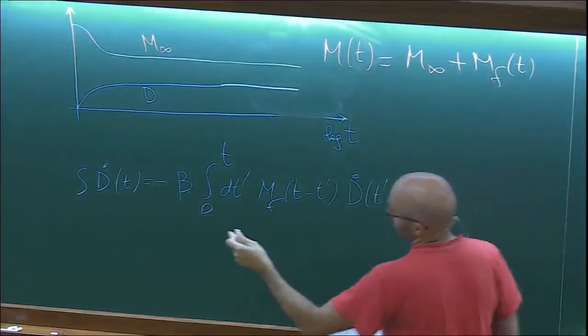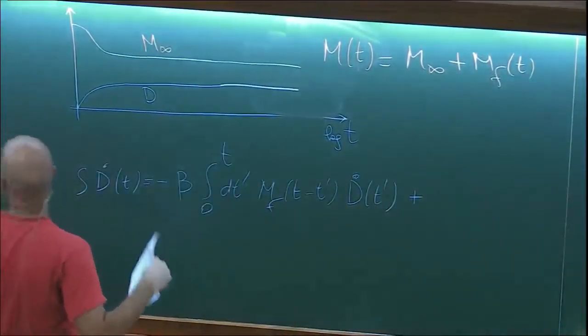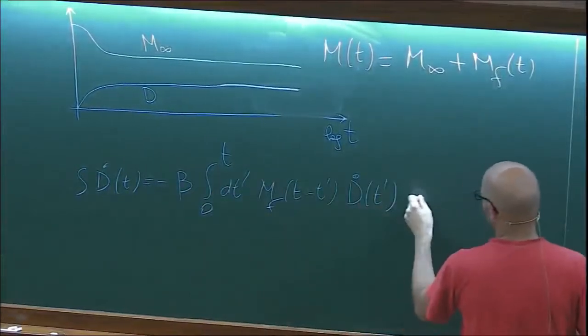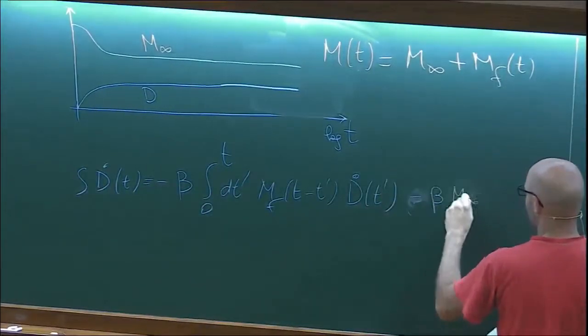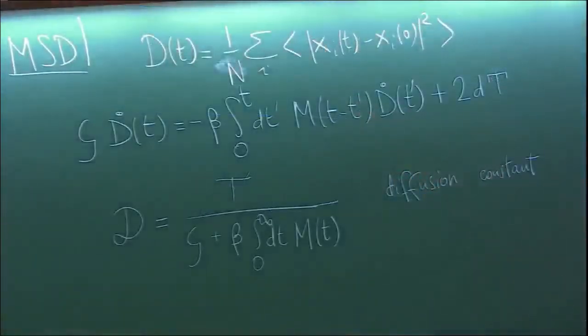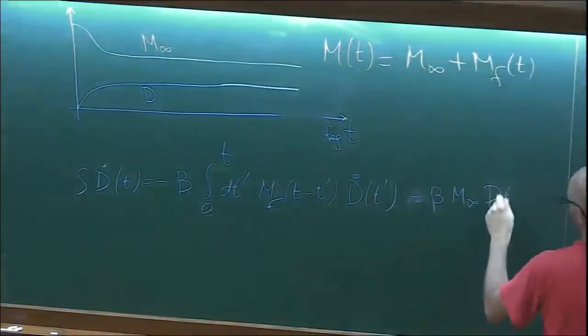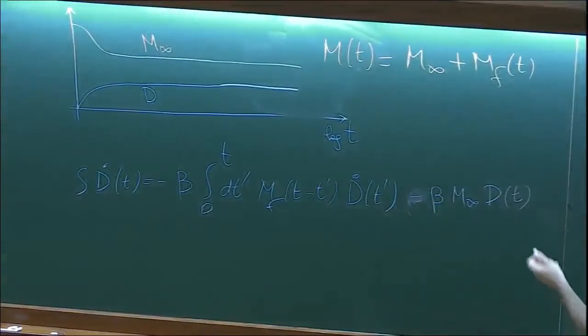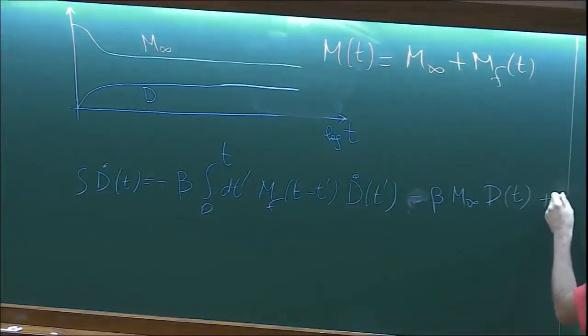Then here I'm plugging this here. So then I get minus beta m infinity. And then I have to integrate d dot between 0 and t. So I get d of t minus d of 0, but d of 0 is 0, plus 2 dt.